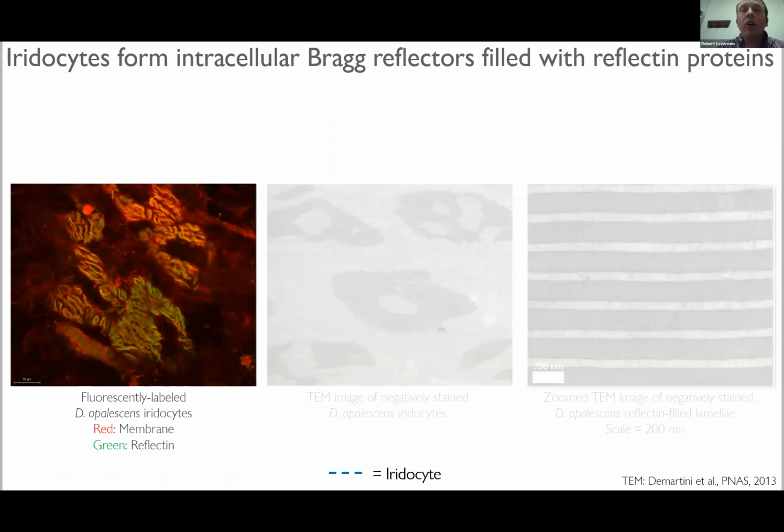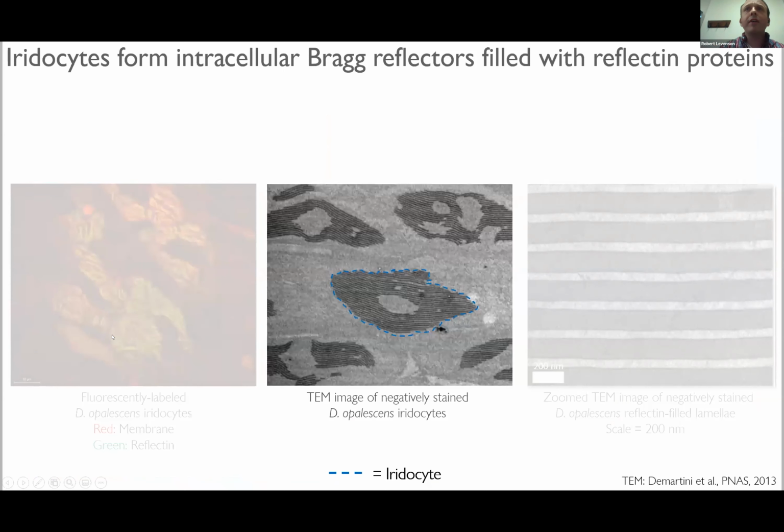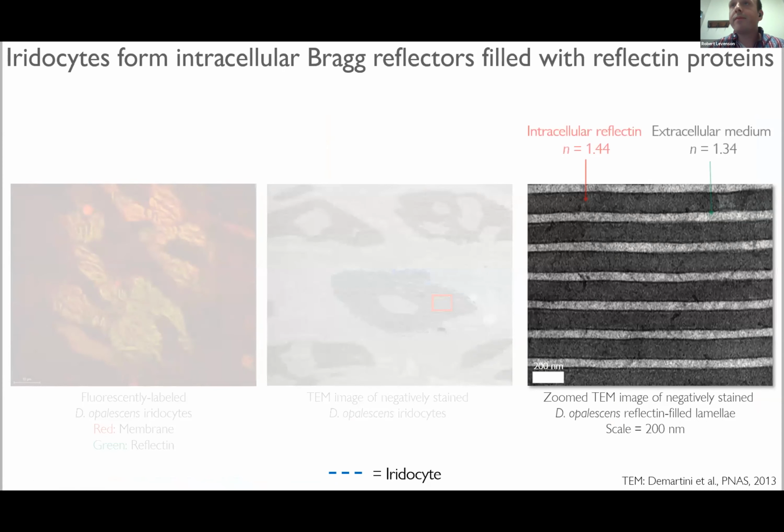If we look at a confocal microscope image of fixed iridocyte cells here, these iridocyte cells are filled with reflectin proteins, and that's the green, in close proximity with membrane surfaces. If we look by electron microscopy, you can see a lamellar structure. If we zoom in, we can really see this lamellar structure. What we're seeing here is that the dense, dark areas are the intracellular reflectin, interspersed with extracellular medium.